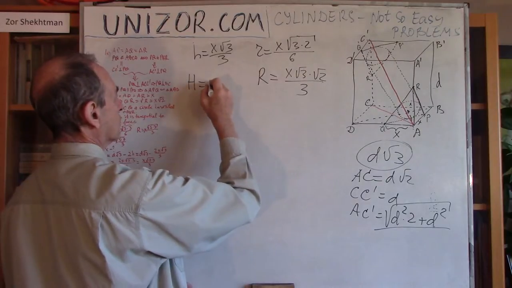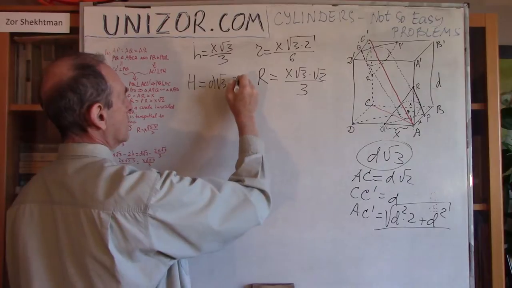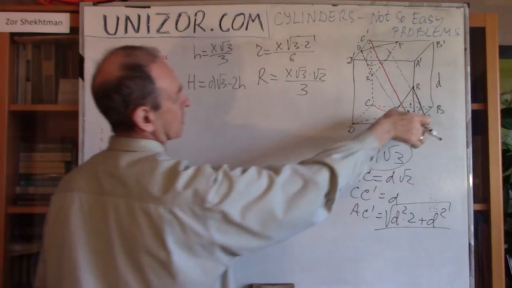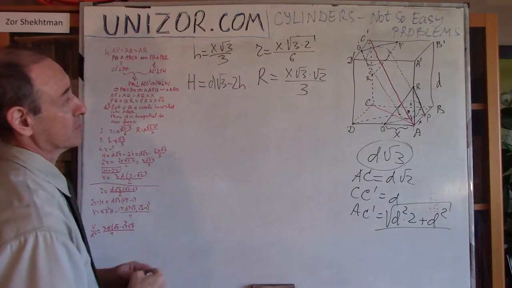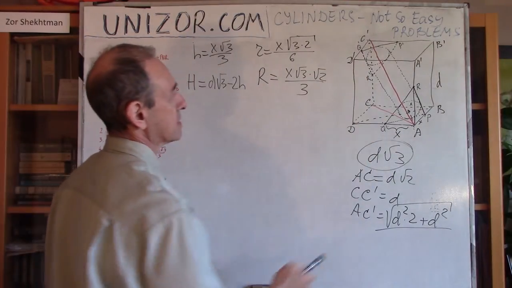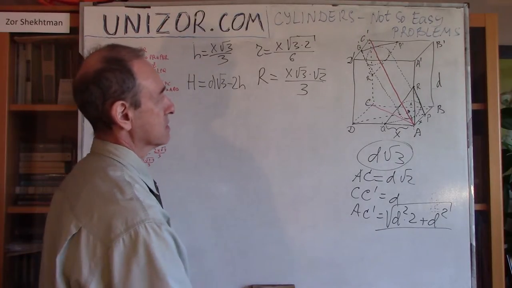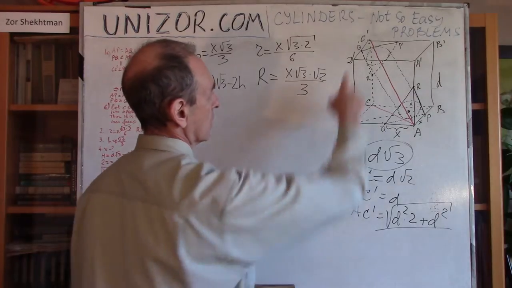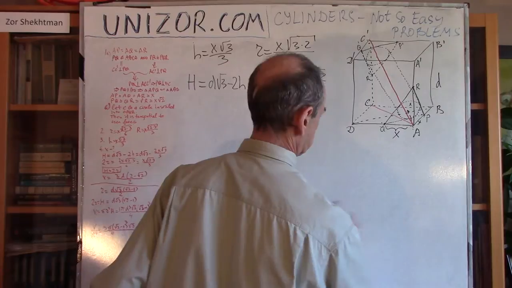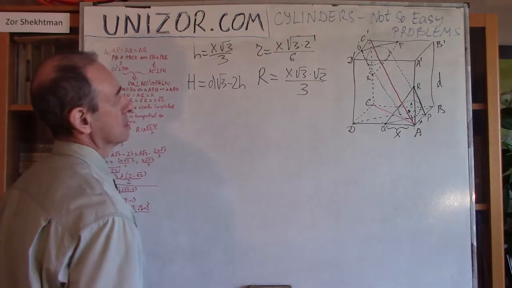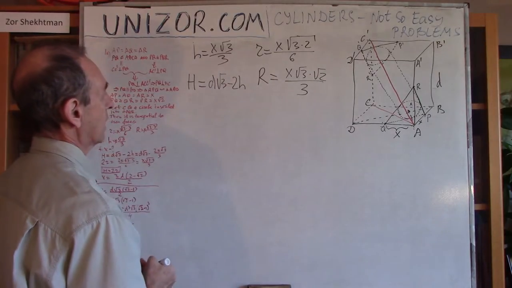So it is equal to G square root of 3 minus 2H. Minus 2H, because there is a height of the pyramid here and the height of the same pyramid there. I didn't spend time actually proving that the pyramids are exactly the same. I think it's a very trivial consideration if you just consider a couple of triangles over there. So let's not spend time on this. Pyramids are the same, their heights are the same, so I subtract two heights and that's what I have.